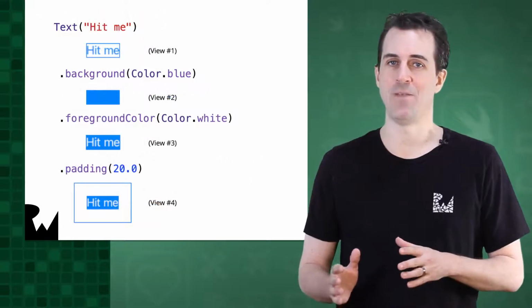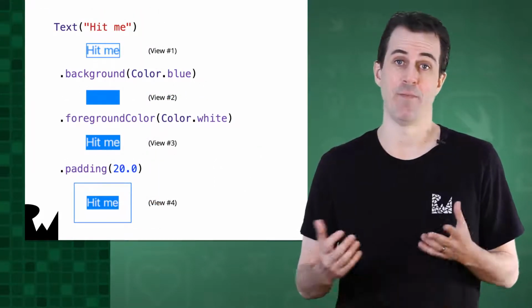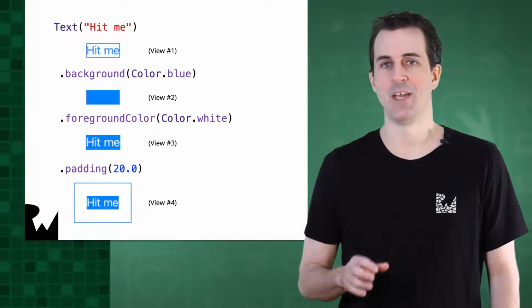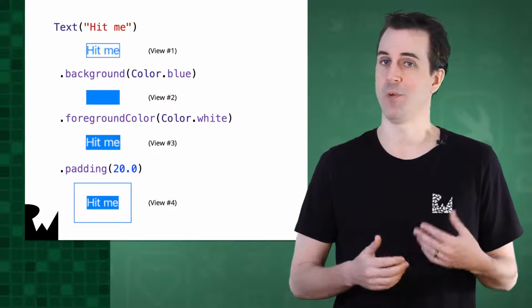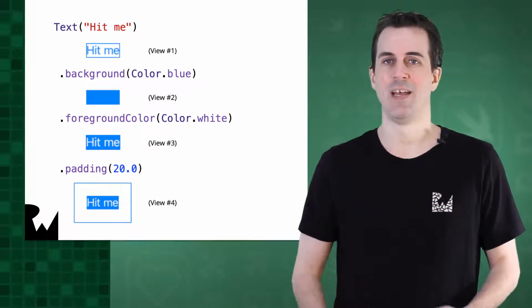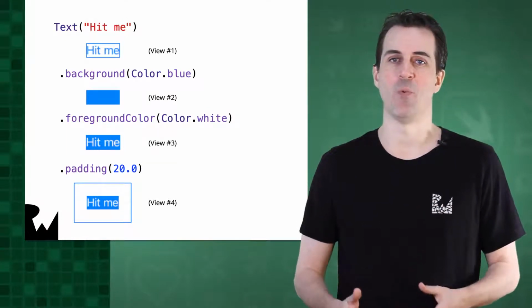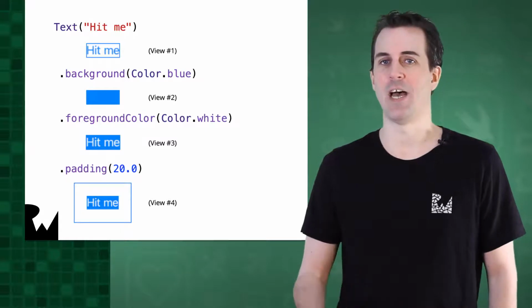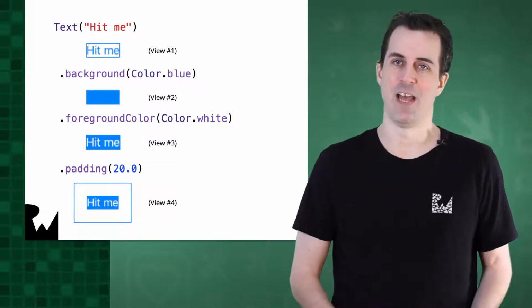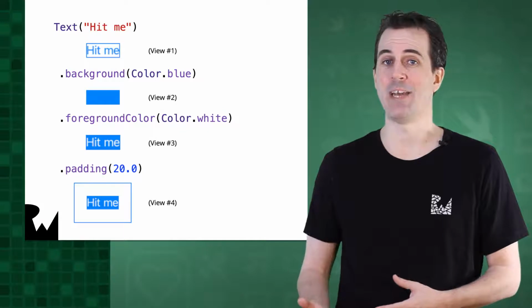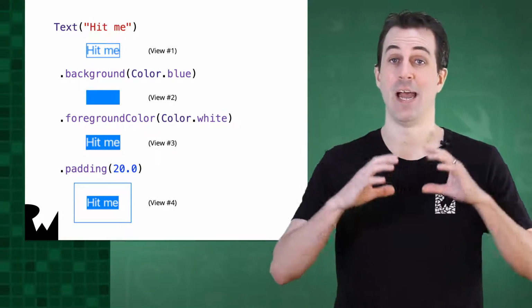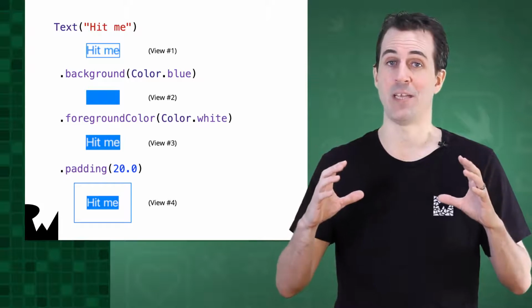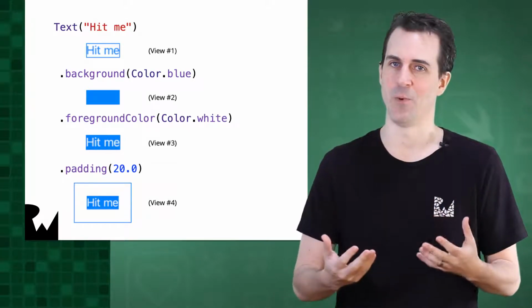First, you had a plain view that said hit me. We'll call that view number 1. Then you took view number 1 and applied a blue background color, which returned a new view, which we'll call view number 2. Then you took view number 2 and applied a white foreground color to it, and you got view number 3. Finally, you took view number 3 and applied some padding around the edges. Now the way padding works is it takes the original view, adds some extra transparent space around the edges, and returns the new, bigger view.